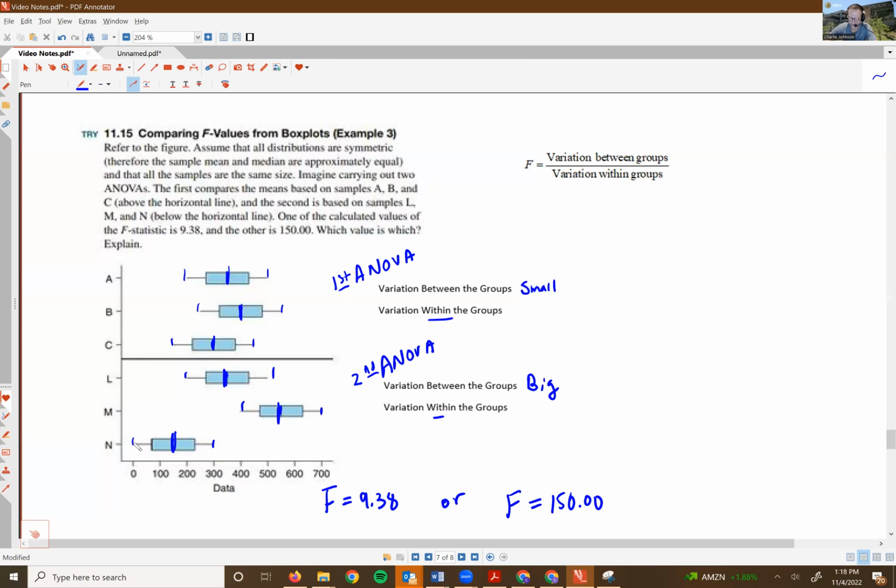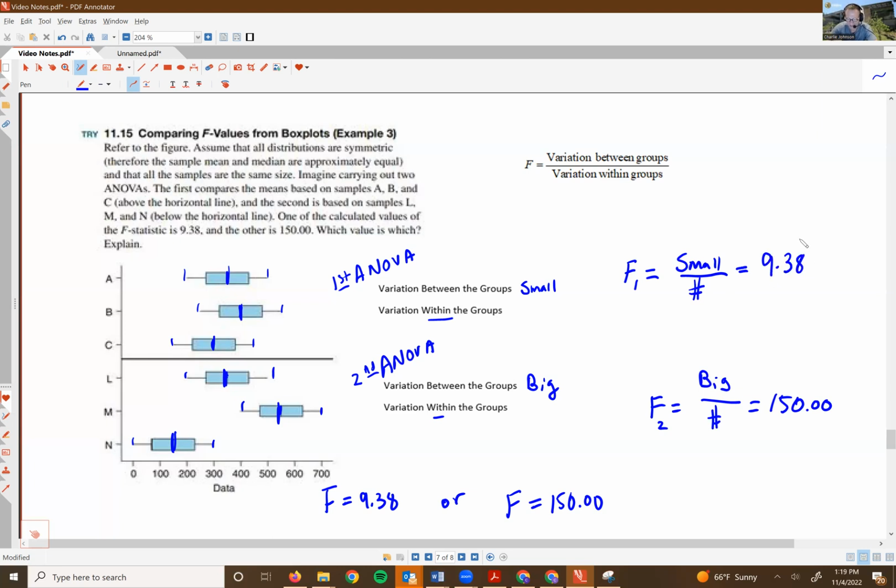So since the second ANOVA would have a bigger number in the numerator for the F statistic, the second one is going to have the larger F statistic, 150, whereas the first ANOVA, since the variation between the groups, the means are not that different, doesn't give us that large of a test statistic as the other one, because this time it would be a smaller number divided by some number that's very similar to both of those.